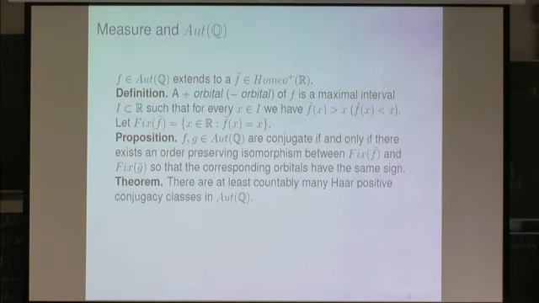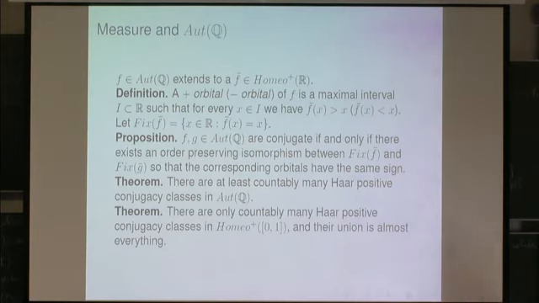Okay? And what we could prove is that there are at least countably many Haar positive conjugacy classes in Aut(Q). Okay, but we don't know whether there are more or what the current situation is. And also what we could solve is that in the homeomorphism group of the unit interval, there are only countably many positive ones, and their union is almost everything. Of course, this is not an automorphism group of a Fraïssé limit. But someone would think that these two are not too far from each other.